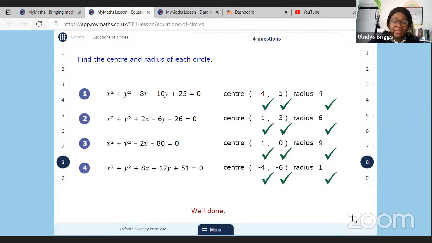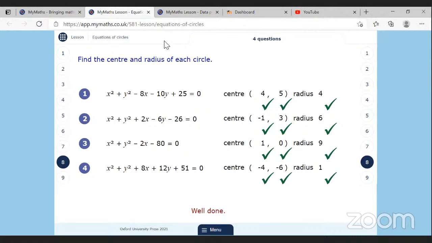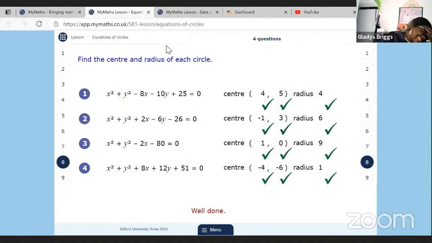Does anybody need explanation on question 3? No, I need explanation on question 4. I haven't done question 4, I was doing question 3. And then both of you got 10 for the radius. Okay. Maybe we'll do it together. Let's do it together.